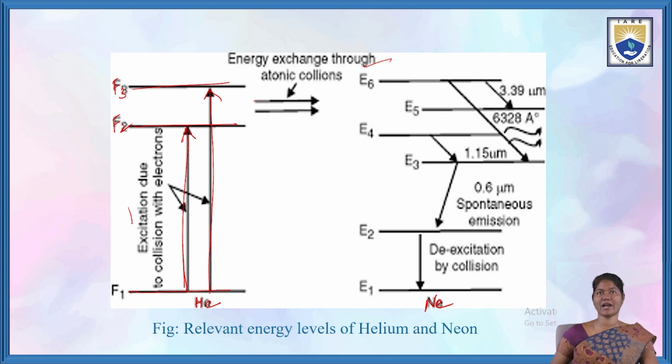Now, the neon atoms, after the lifetime of 10 power minus 8 seconds, from the excited states E4 and E6 transit to lower energy levels: E6 to E5, E4 to E3, E6 to E3.